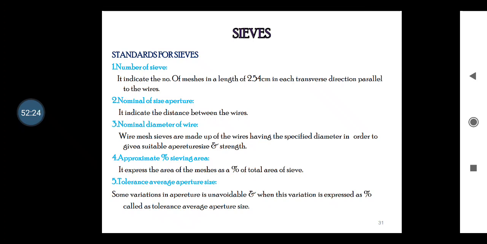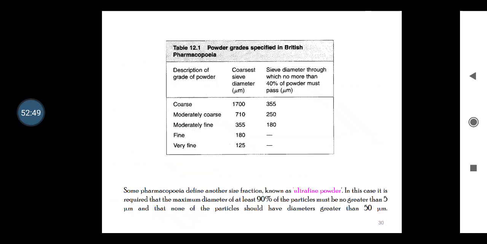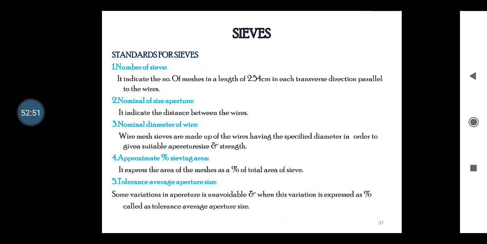So when we talk about the sieve number, that is the first one: this is the number of meshes present per linear length of 25.4 mm. Actually, I have written here 2.54 centimeter; when we convert it into mm, it would be 25.4 mm linear length that we have to use.